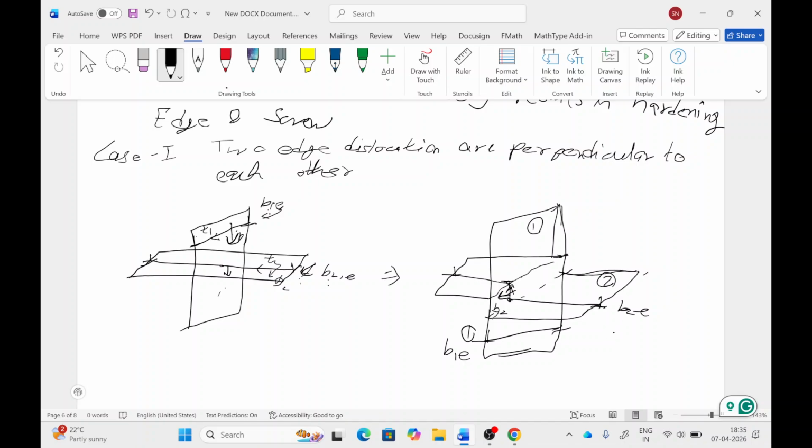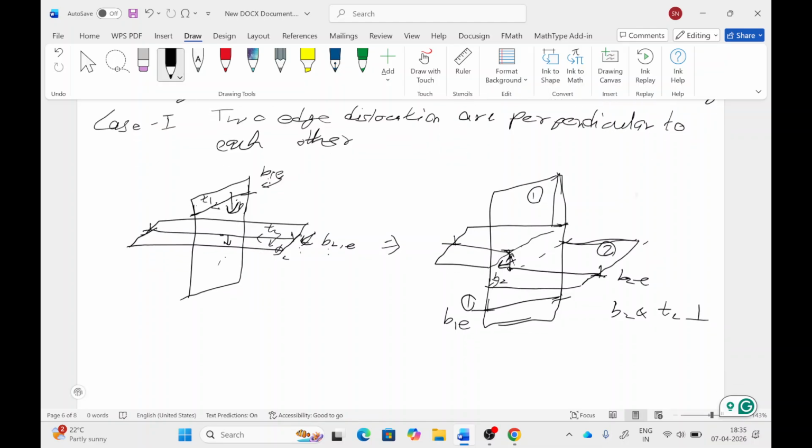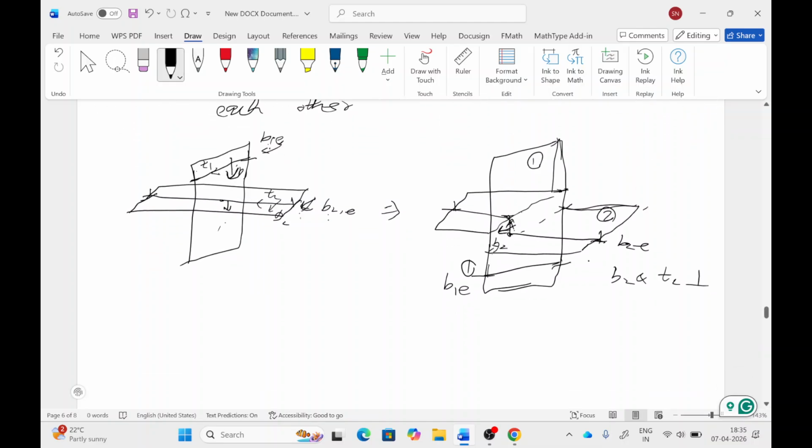As B2 and T2 are perpendicular on this plane, and this is out of the primary slip plane, this is known as the jog. And as they are perpendicular, the jog will be of edge character.